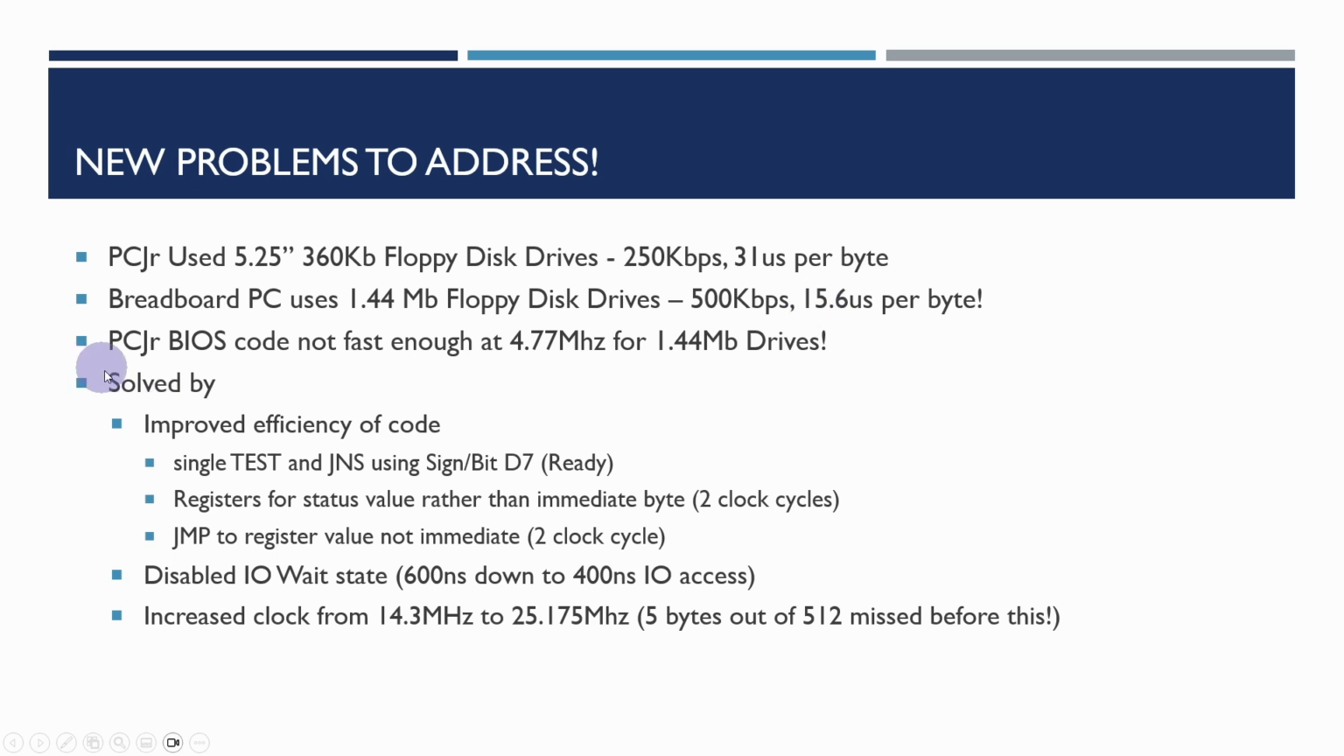Now the problem is the original PCJr BIOS code was not quite fast enough at the default PC frequency for that, and so what I had to do in version 1 is improve the efficiency of the code by changing some of the instructions to make them shorter and more efficient. And I also increased the clock speed in the original one from 14 MHz to 16.